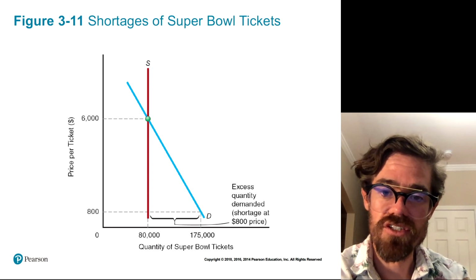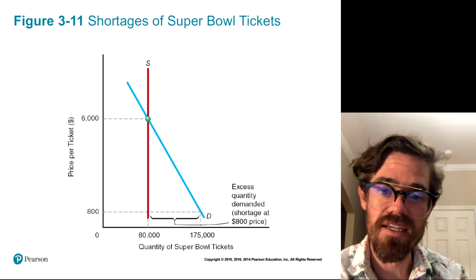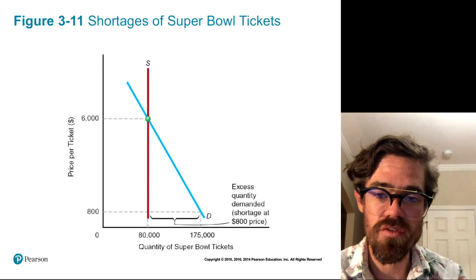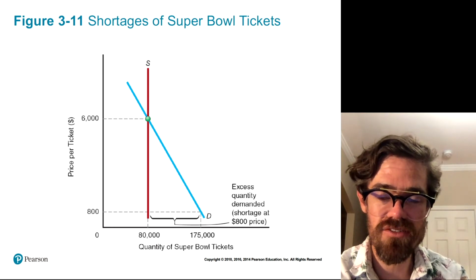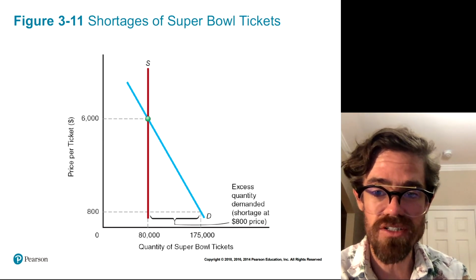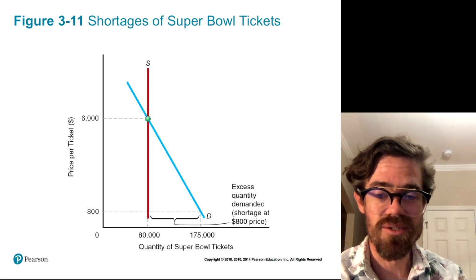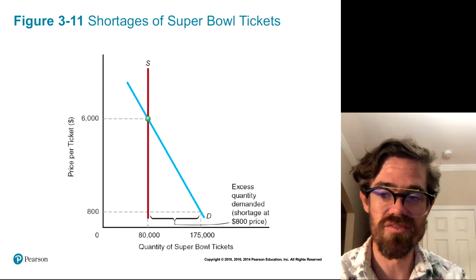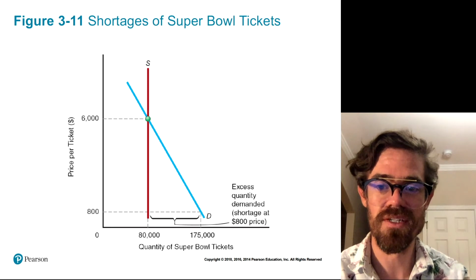And hopefully you can see the clear opportunity for scalpers, right? If a scalper can get his or her hands on a few of those tickets at $800 and turn around and sell them for $6,000, because that's the equilibrium price, they just made what would that be? $5,200 per ticket. So that's a very nice profit. It's a very good return on investment, right?